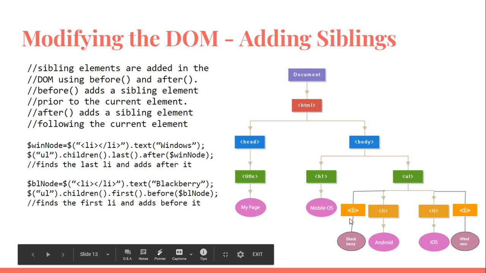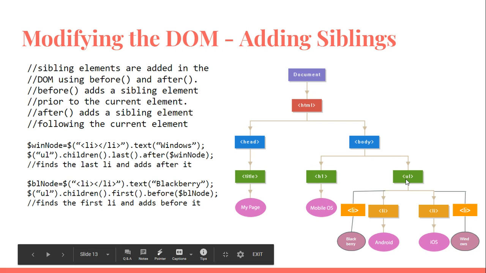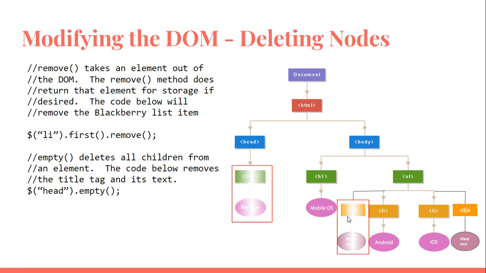All right. So the important thing here is to realize that in the previous page, I was working off of the UL and adding children to it. And now here, where I'm talking about before and after, I'm working on these LI tags and I'm doing after and before to add siblings.